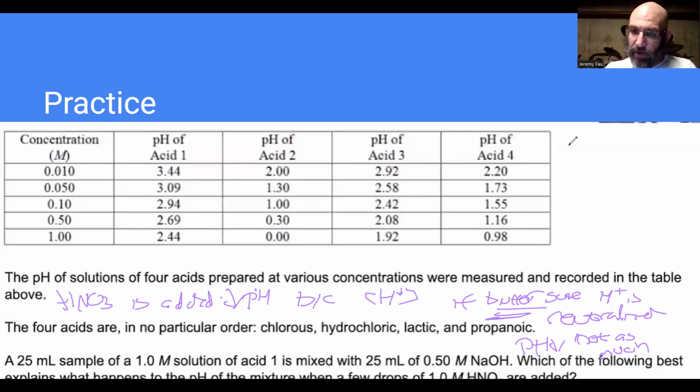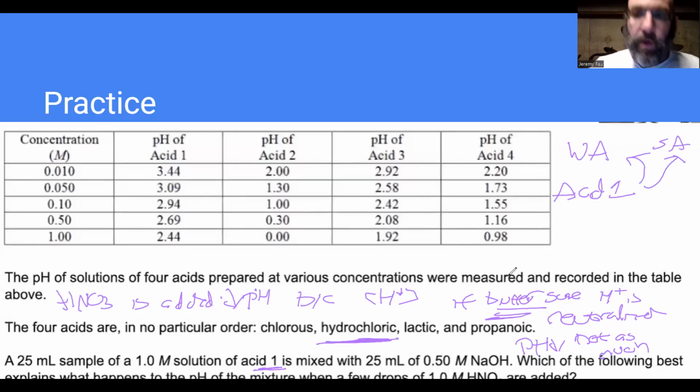Now remember that a buffer needs a weak acid. We need a weak acid. One of these acids, hydrochloric, is a strong acid. So we need to figure out what acid 1 is. Is it a weak acid or is it a strong acid? We've got to figure it out. Well, if it's a strong acid, a strong acid fully dissociates.